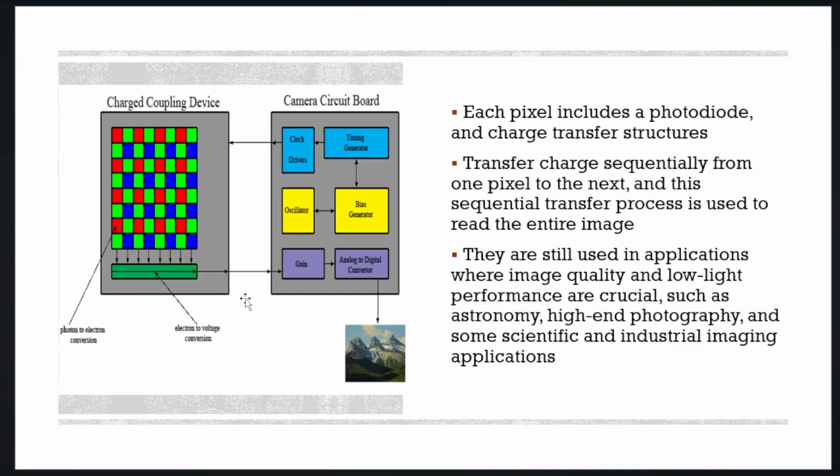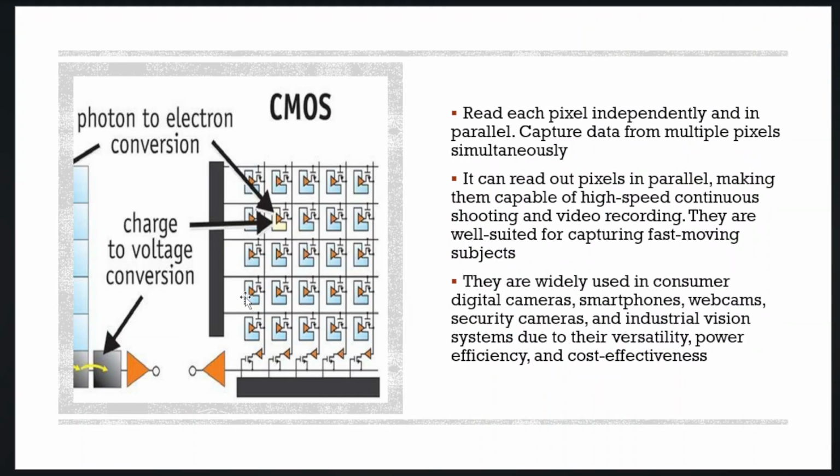And the thing about this is that the charges are transferred one pixel at a time. So it's a sequential way of transferring, and so it's a bit slower as compared to CMOS.